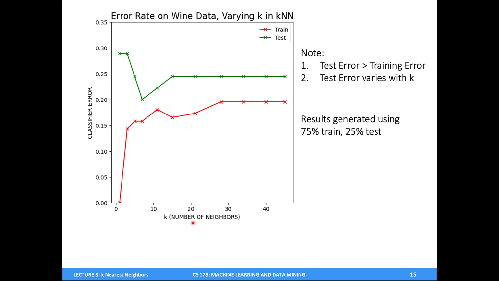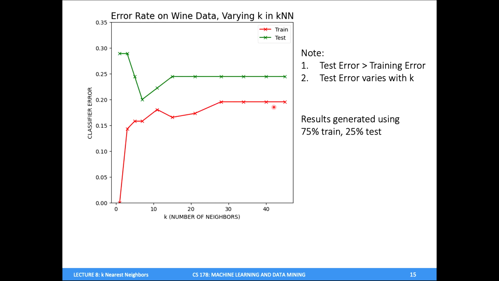So on the x-axis in this graph, I have the value of k, the number of neighbors. And on the y-axis here, I have the classification error rate. So this is 1 minus the accuracy of my model. So lower is better for this axis. This is, again, on the wine data that we saw a little while ago. In the red curve here, I'm plotting the error rate on my training data as I vary k. So as you can see, with just one neighbor, I get an error rate of 0. And if I increase k, this error rate slowly increases.